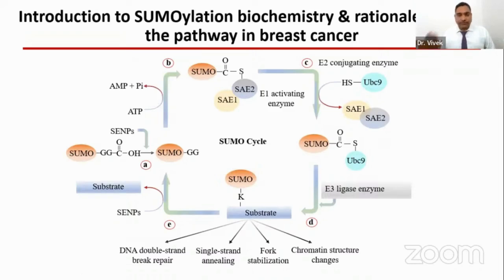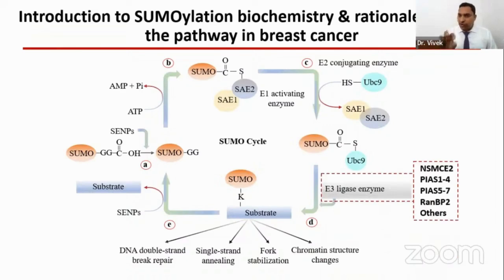Now the SUMO molecule is set to be transferred onto the target substrate proteins. Here is the critical step: you will appreciate that only very few E3 SUMO ligases are found within our cells, which control the modification of thousands of proteins involved in multiple cellular processes, ranging from DSB repair, single-strand annealing, fork stabilization, and chromatin structure change. But my laboratory is trying to understand the importance of this bunch of E3 SUMO ligases found in our cells.